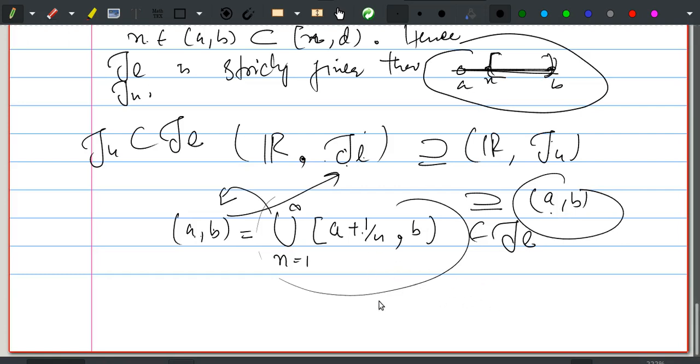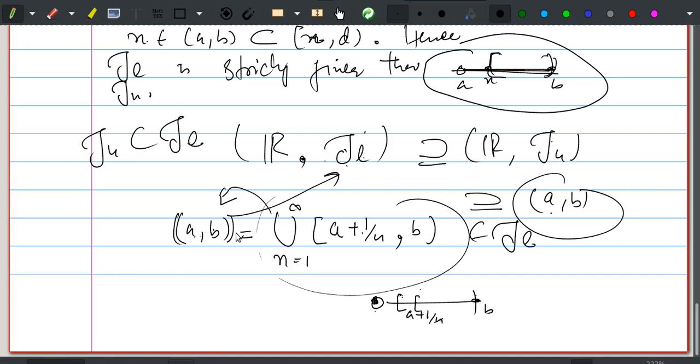Now this open interval over here is actually like this. So we have a here and we have b here. So this is [a + 1/n, b). If we substitute n equal to 1, this is a + 1. If we substitute n equal to 2, then we have a + 1/2. So that will be here. So by taking n to infinity, we will get this interval here.